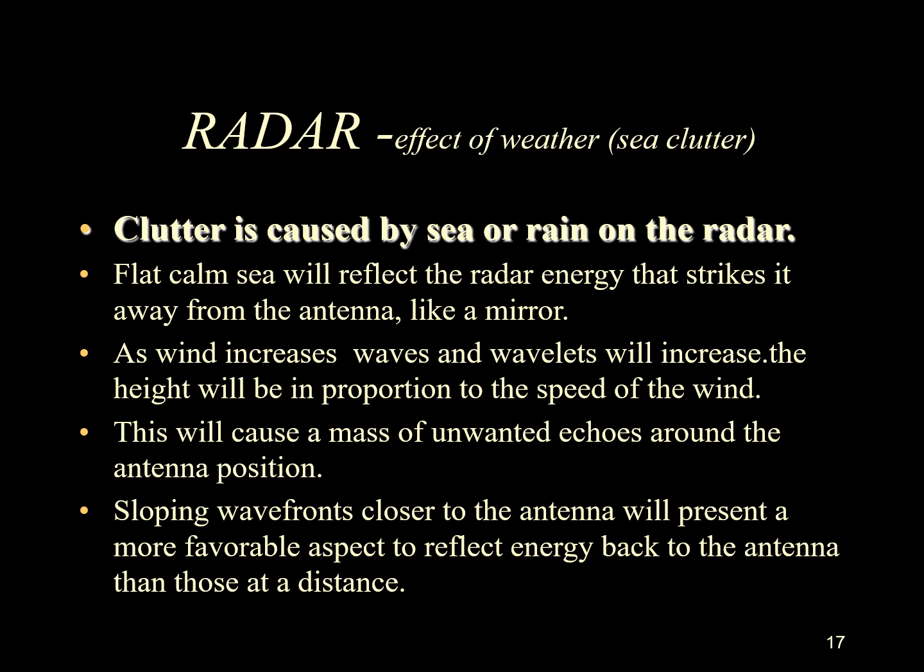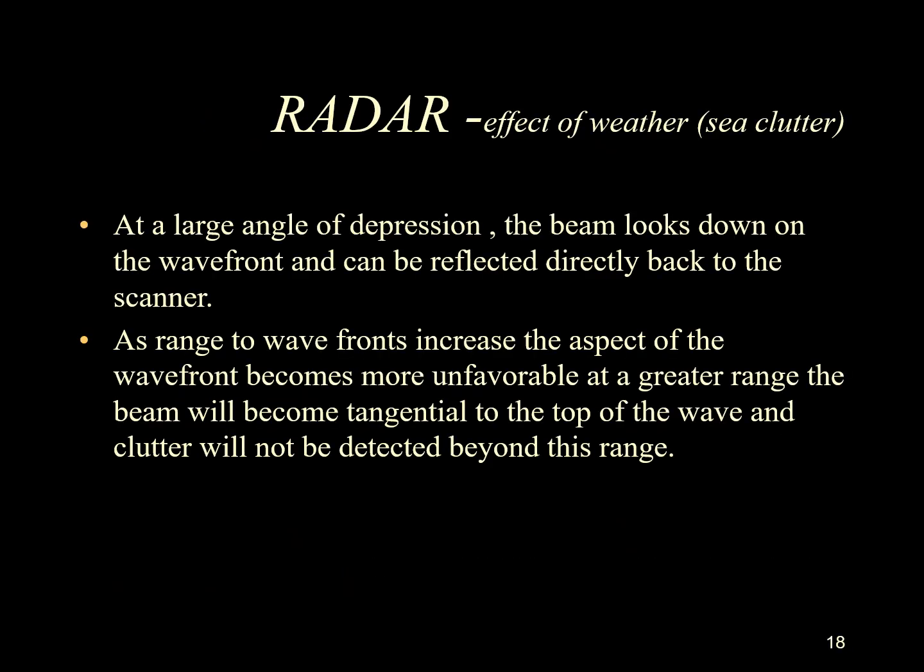Sloping wave fronts near the antenna present a more favorable aspect for the reflection of the radar energy than those at a distance. As the range from the antenna increases, the aspect of the wavefront becomes more unfavorable, until the direction of the pulse becomes tangential to the top of the wave. In such a case, the radar pulse will graze the top of the wave and clutter echoes will not be detected beyond this range.